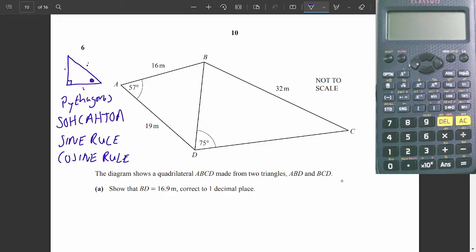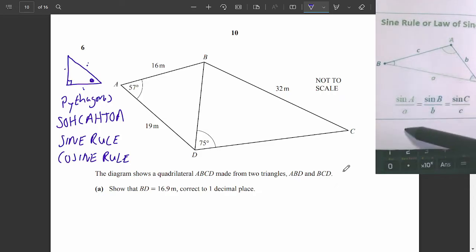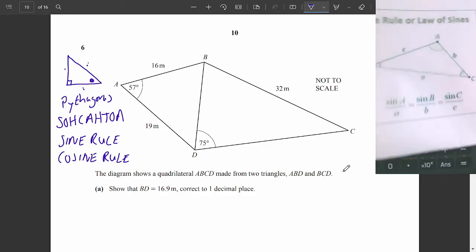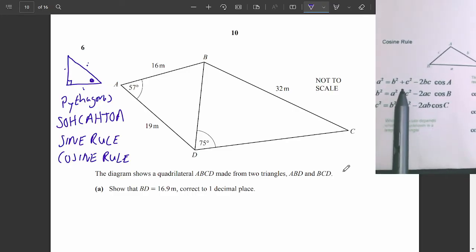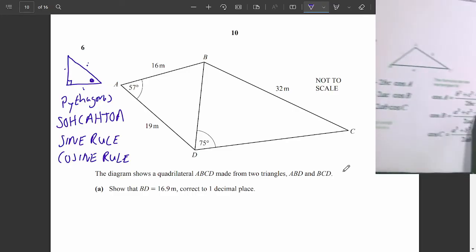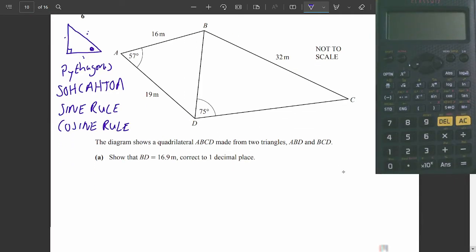All right, and these you need to learn. Sine rule, sin A over a, sin B over b, sin C over c, or the other way around. Or the cosine rule, a squared equals b squared plus c squared minus 2bc cos A, or the rearranged version. Okay, so let's see what we are going to use here. Right, we've got the quadrilateral ABCD made from two triangles. Show that BD is 16.9 meters.